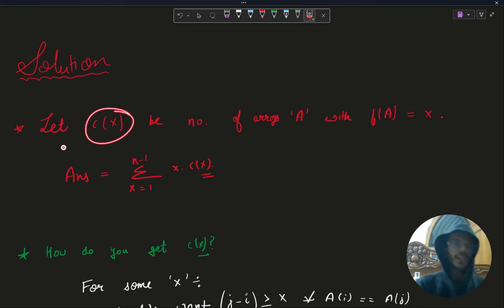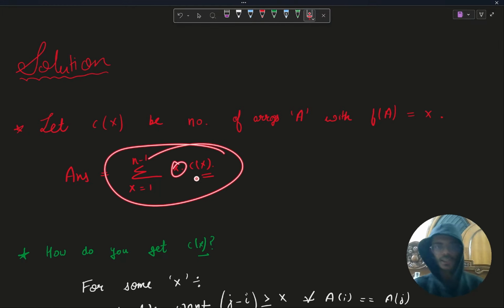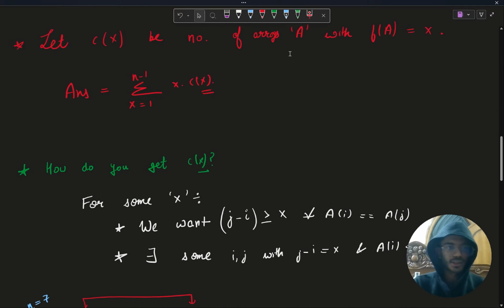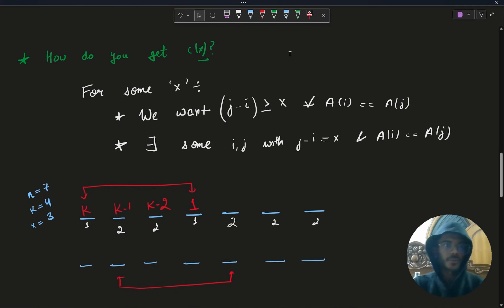So if we have calculated g of x efficiently, then the answer would be simply the summation over x of f of A times the number of such arrays that can exist. Now, how do we calculate g of x? The most important part of the question.